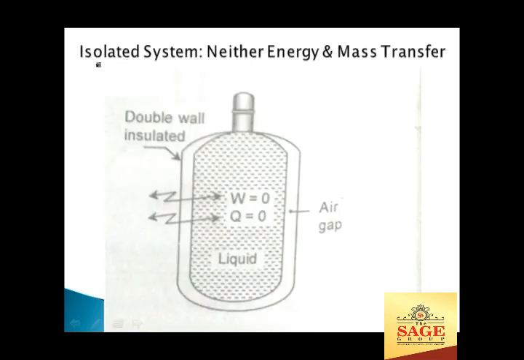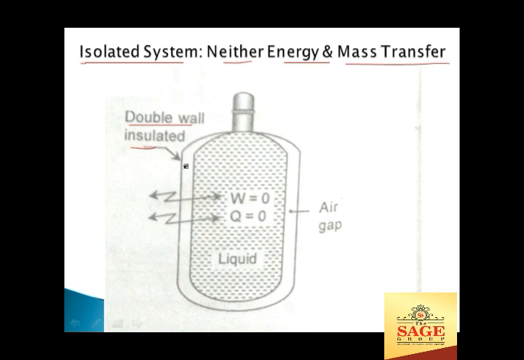Third, the system which is called the isolated system. In this type of system, neither energy transfer nor mass transfer can occur. The system is isolated from the surroundings. It is not allowing any transfer of mass or energy. Normally we also use a thermos flask, which is used to prevent the transfer of heat. It is a closed container, so it doesn't allow the transfer of mass also. Here you can see there is a double wall insulation.